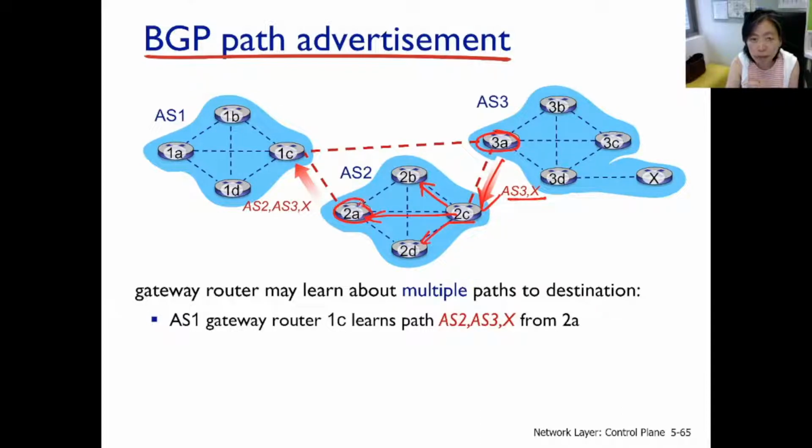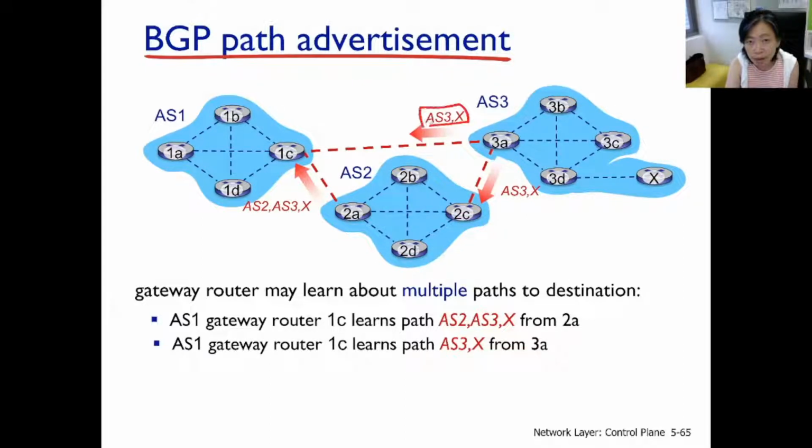2A picks it up, checks the export policy, and let's say it's just allowing advertisements of the path further. So it prepends AS2 to the path and then sends it further. At this point, 1C learns the path AS2, AS3 to destination X, and the way to go is for 1C to send to 2A. The other direction is this. 3A can be simply sending what?